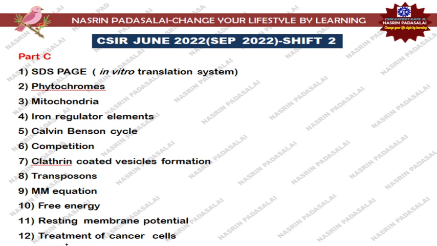The question has been asked on competition, like intraspecific and interspecific competition, and they will ask for vesicle formation, transposition, retrotransposition, and the Michaelis-Menten equation. The same question, the Michaelis-Menten equation, has been asked in shift 1 also. Next, questions have been asked from thermodynamics, like Gibbs free energy, thermokinetics, resting membrane potential, and treatment of cancers.